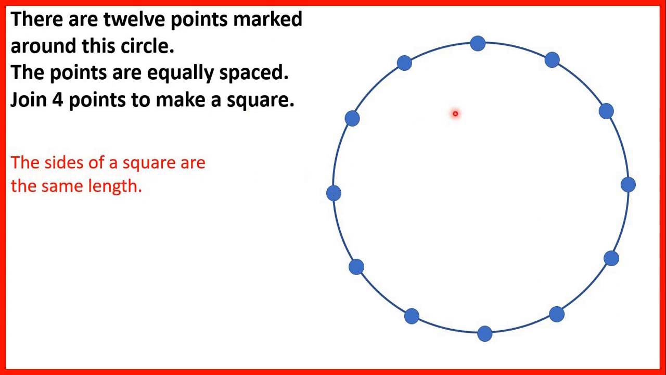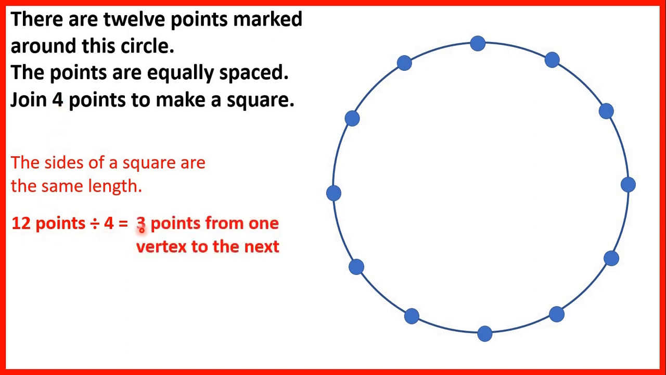So we need to leave the same amount of space, so the same number of dots between each of our corners. So we have 12 points altogether, and we need to join 4 of them. 12 divided by 4 is 3, so that tells us that there will be 3 points from one vertex to the next, so from one corner to the next corner.